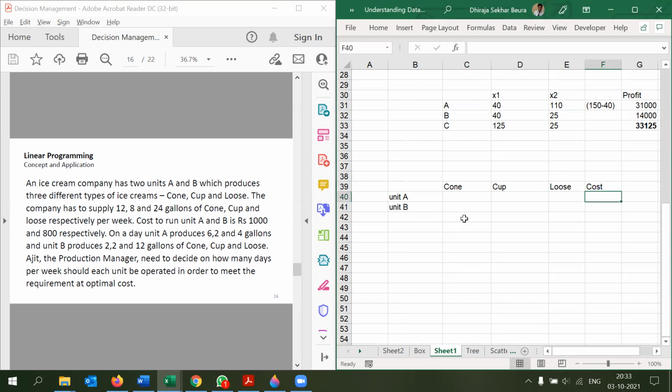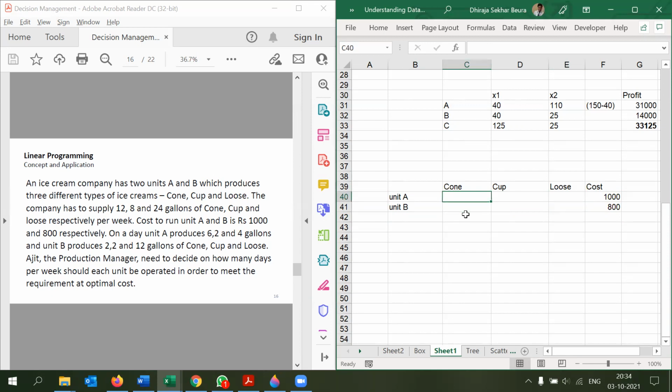I put it in a different horizontal and vertical. It's fine, right? Anyway, just to summarize the information, we are doing it. That's all. Yeah, 1,800. Perfect. Now, what is the cone units for unit A?